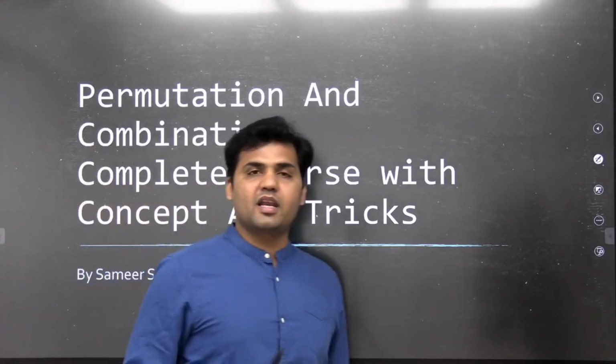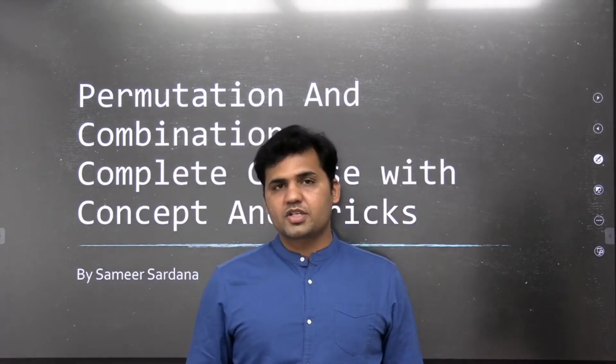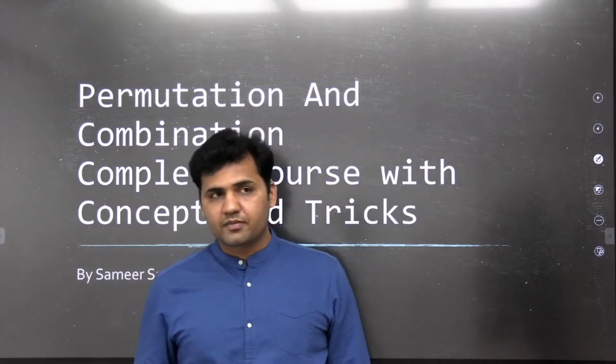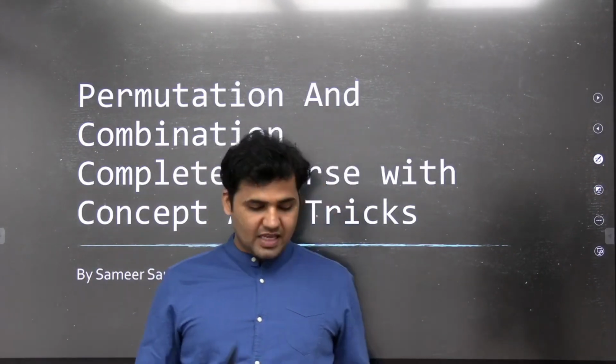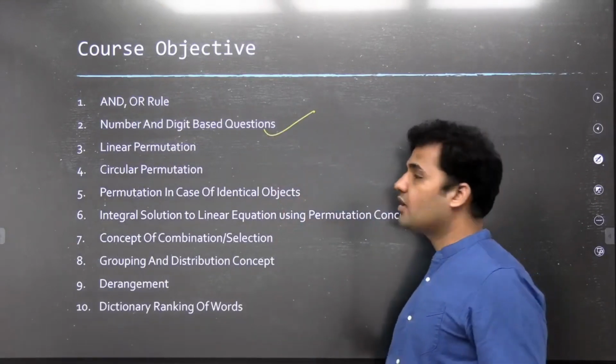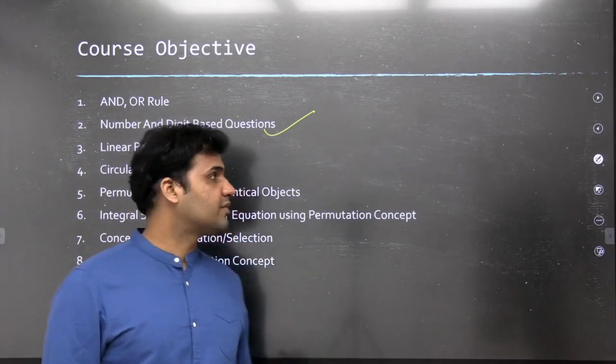Hello everyone, my name is Samir Sardana. Welcome to the channel of Easy Connect. This is the second video that I am recording on permutation and combination. In the first part of permutation and combination, I have explained to you the basic concept of AND rule and OR rule. In continuation with that same concept, we will be covering our second chapter today, where we will be discussing number and digit based questions.